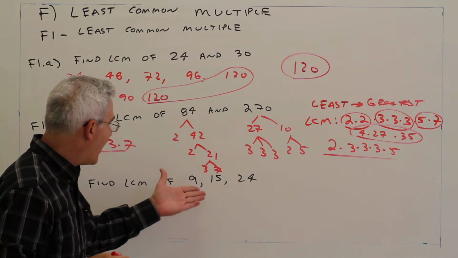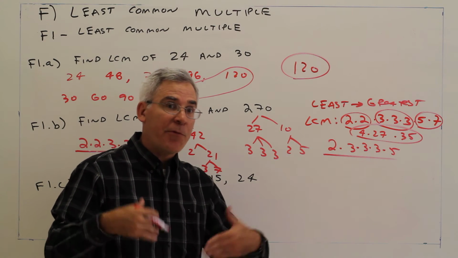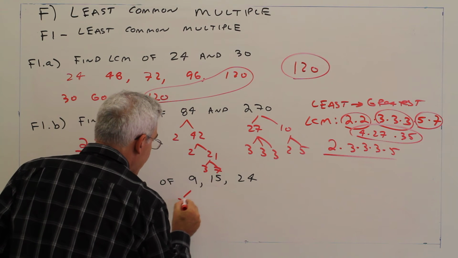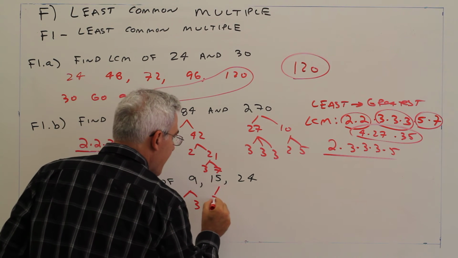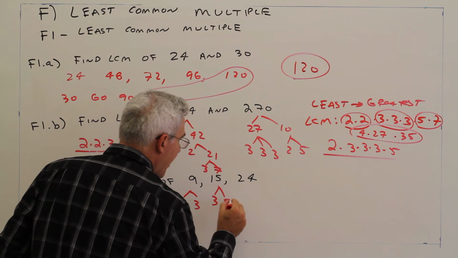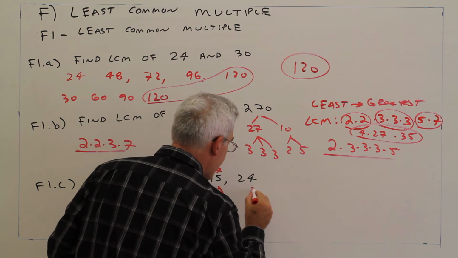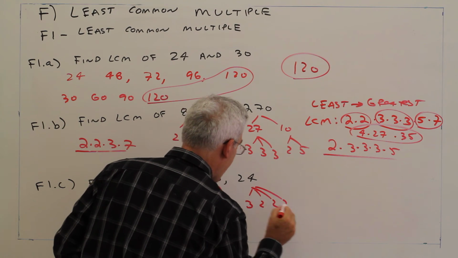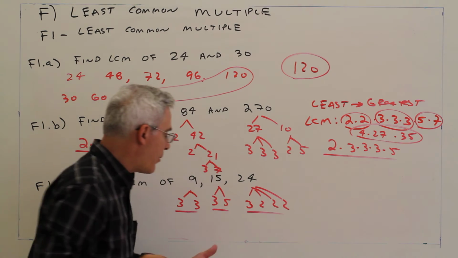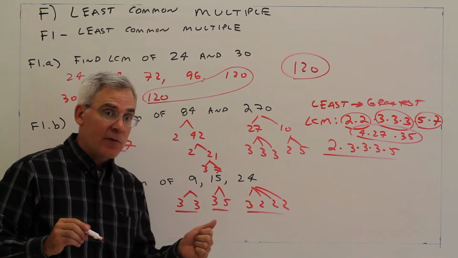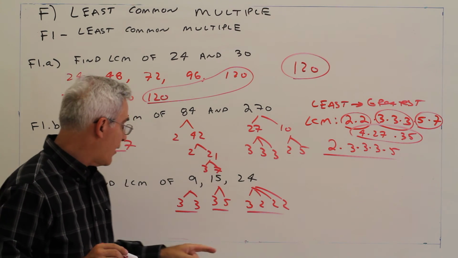All right, and finally, to find the least common multiple of 3 numbers, again, it's the same thing. So 9 is 3 by 3. 15 is 3 by 5. 24 is 3 times 8, which is 3 times 2 times 2 times 2. And what I'm going to do now is go through each of the 3 numbers. And again, remember, least means greatest.